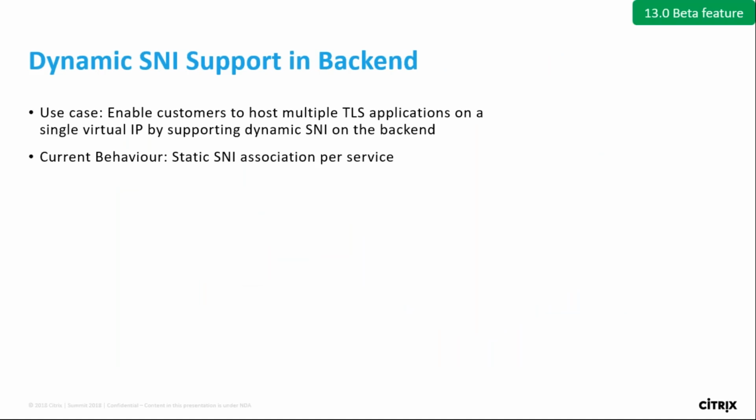We have another exciting feature coming in 13.0, that is dynamic SNI support in the backend. So what is the use case here? When one particular application hosts multiple TLS applications through a single RIP, you need to have a dynamic SNI. Today, we have static SNI support per service level, but it has a limitation. So what is the limitation?